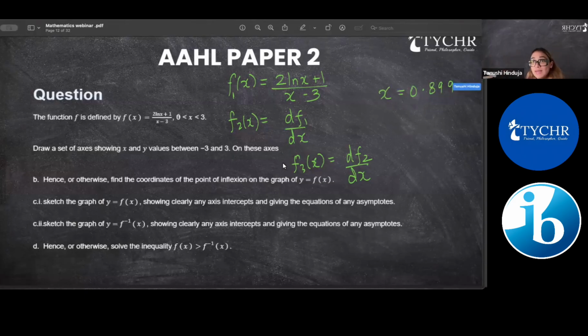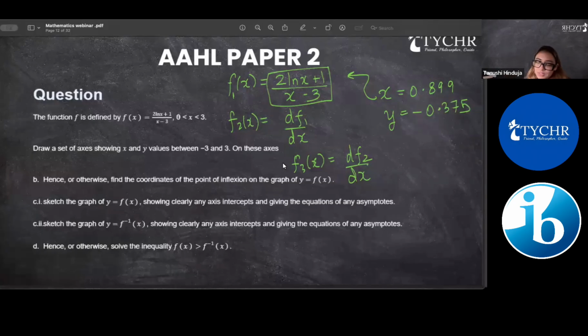To get the y value, you'll put x into this function in your GDC and get the y value, which will come out to be negative 0.375. So this is all your GDC. You just need to know what to do: the double derivative has to be 0 for an inflection point, and there you have it.